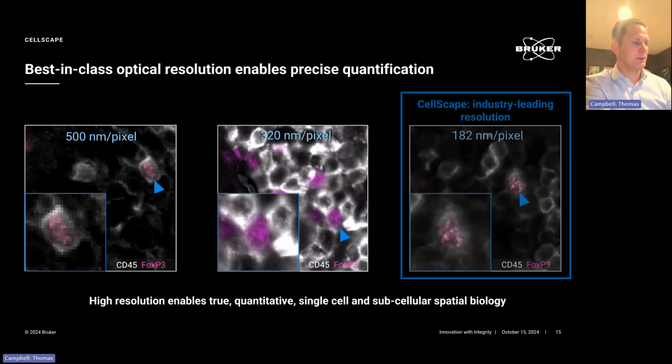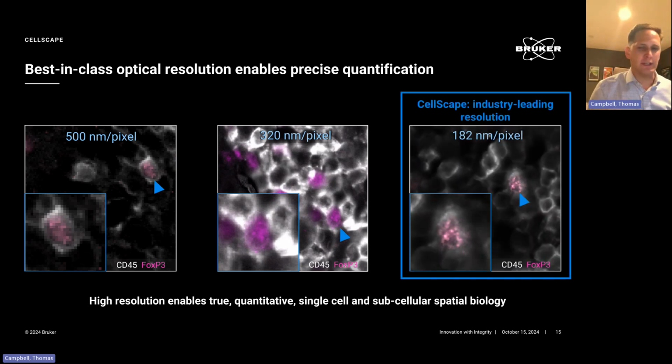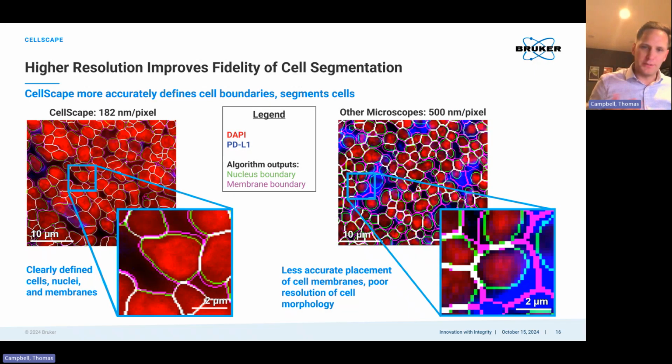So resolution, I think this is pretty straightforward. With the CellScape, we're generating images at 182 nanometers per pixel. This is sort of best-in-class resolution and really allows us to look at not just single cell, but really subcellular features. Like in this example here, you can resolve that there's individual puncta of FOXP3 expression, for example, in this immune cell. But where this really comes into play is when we start thinking about things like cell segmentation.